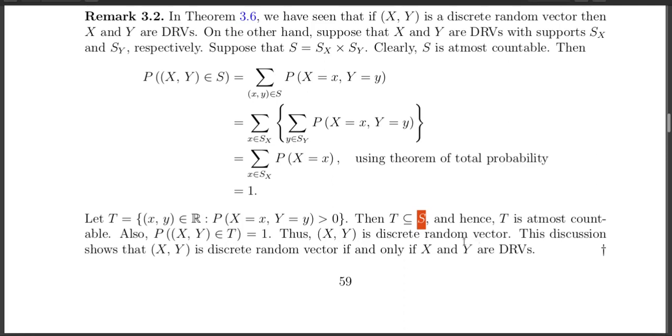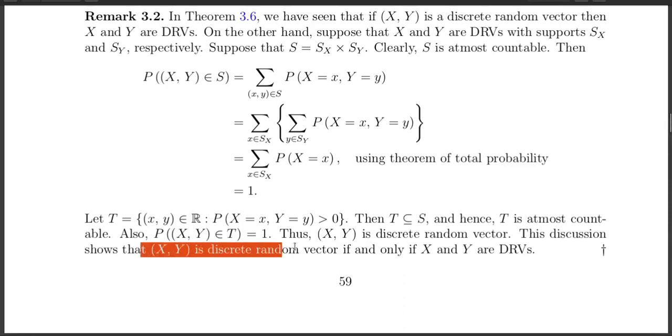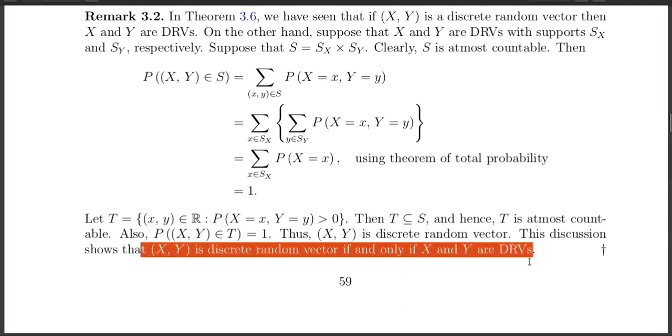That discussion shows that XY as a vector is a discrete random vector if and only if X and Y are individually discrete random variables. Okay, clear? So that is for the discrete random variable.